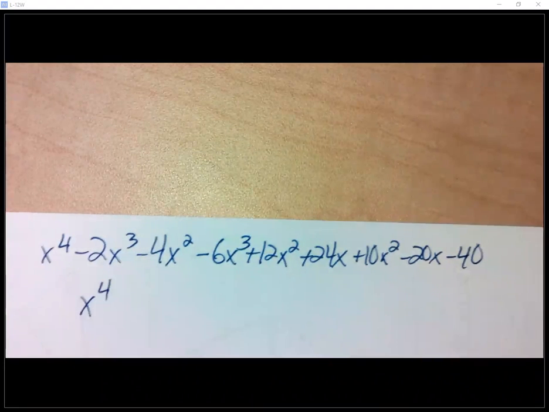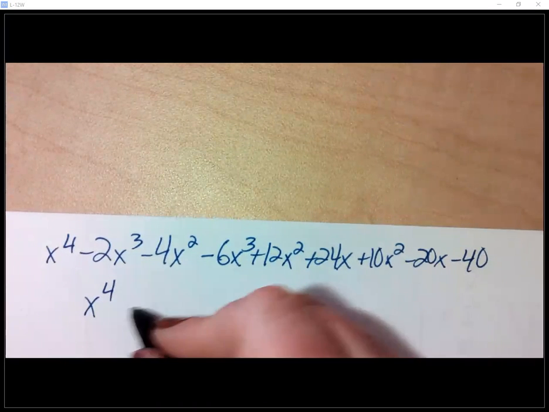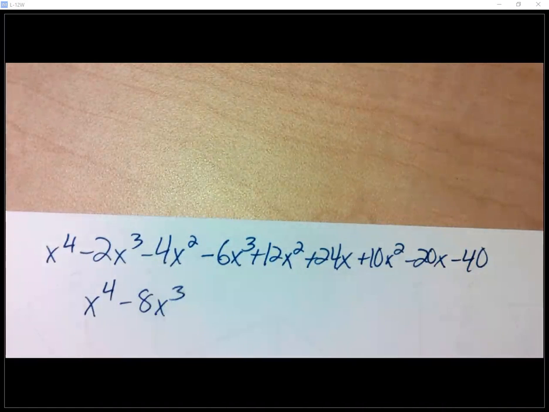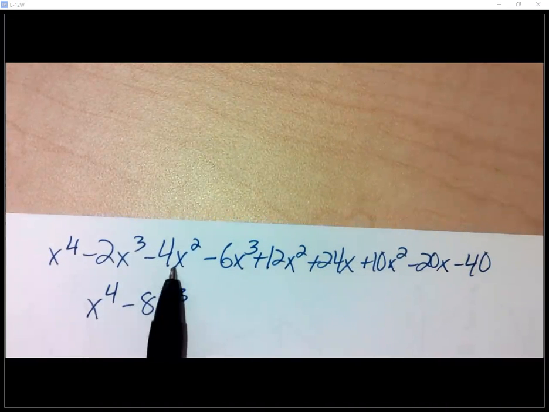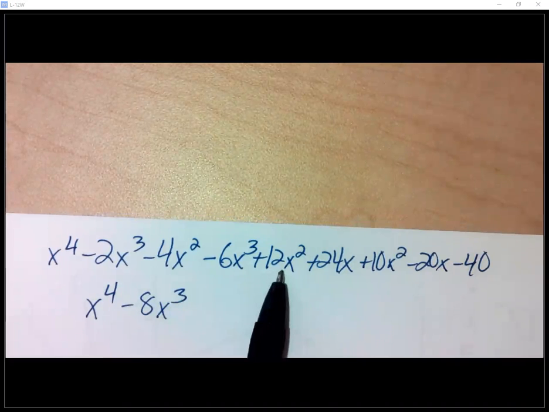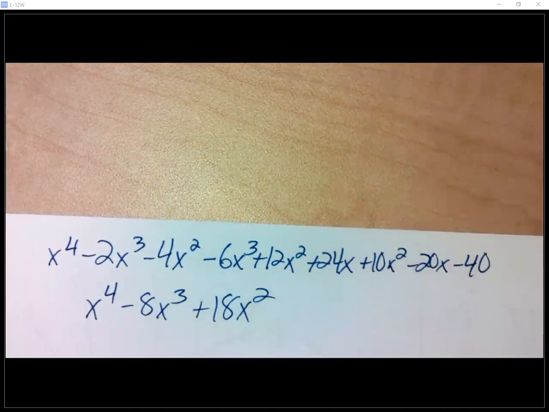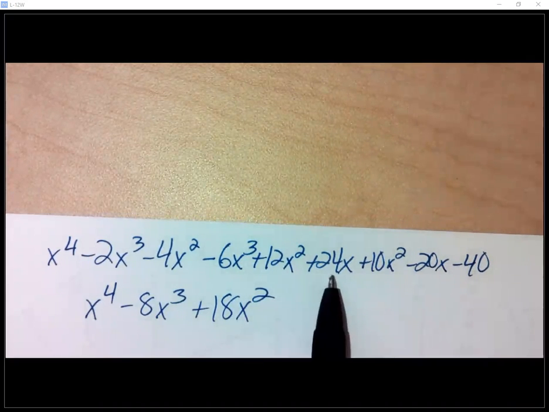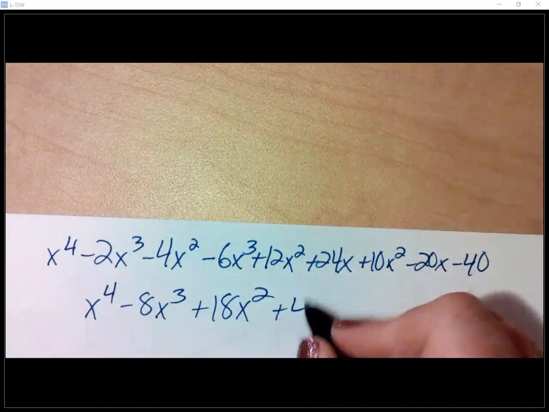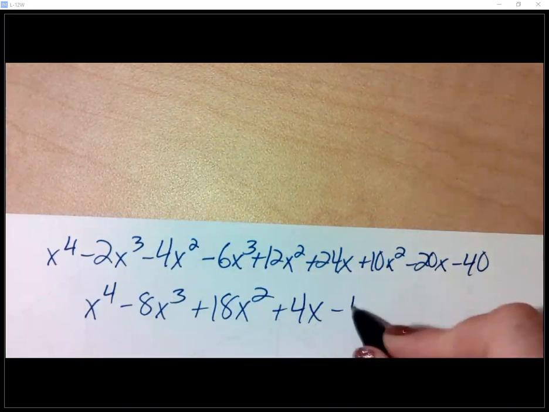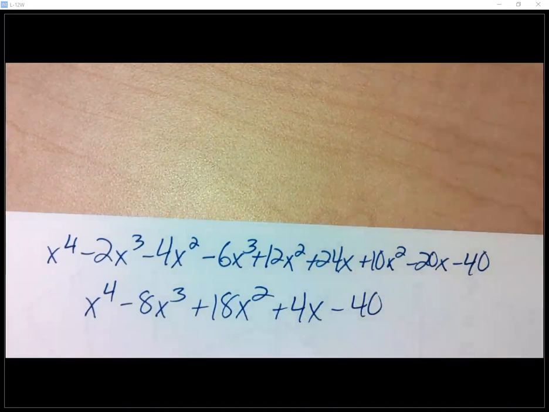x to the 4th. Let's see. Thirds: minus 8x cubed. Squareds: I have a plus 8 plus 10, so that's plus 18x squared. x to the first, I have 24 minus 20, so plus 4x, and then minus 40 on the end. And we cross our fingers and hope that that's the same thing as the answer that we have.